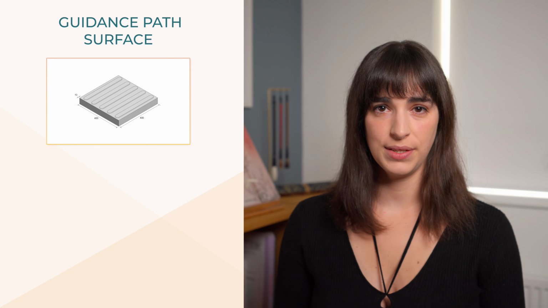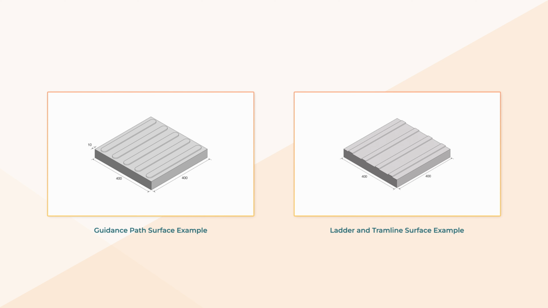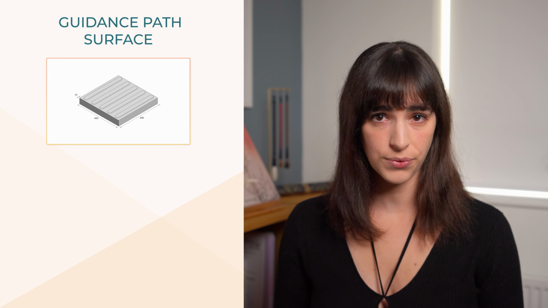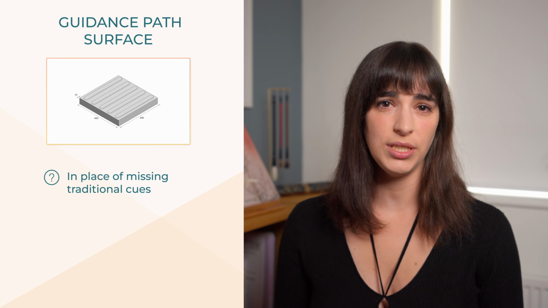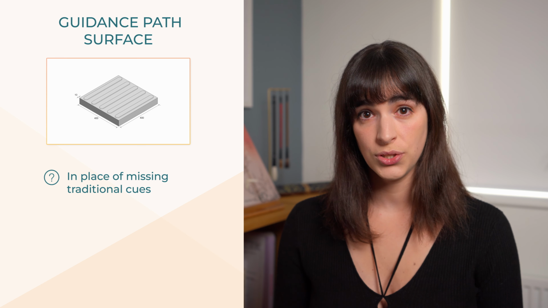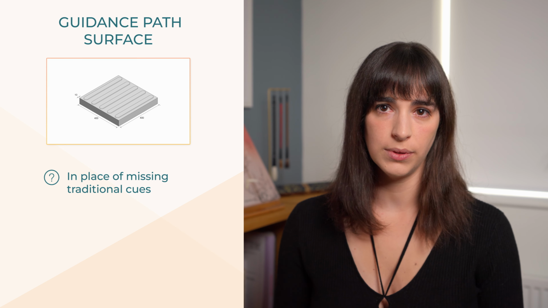The fifth type is the guidance path surface. These are similar to the ladder and tramline ones, but the width of the groove is different and the design doesn't continue towards the next slab. They can be in any contrasting color except for red and should be used where traditional cues, such as the property line or curb edge, are absent. These can be in a pedestrian zone, for example.